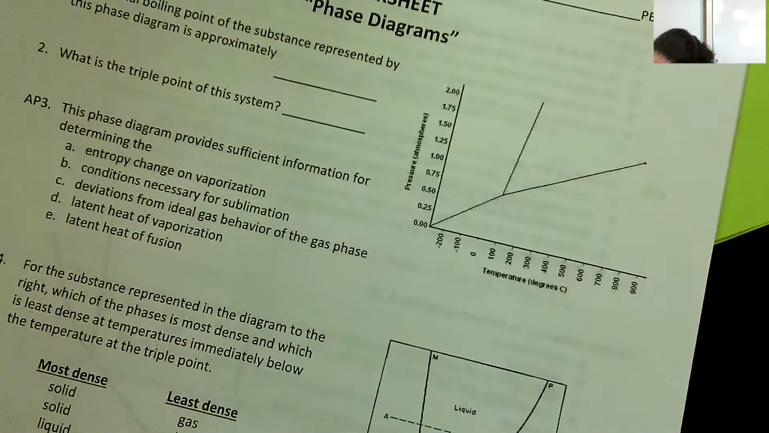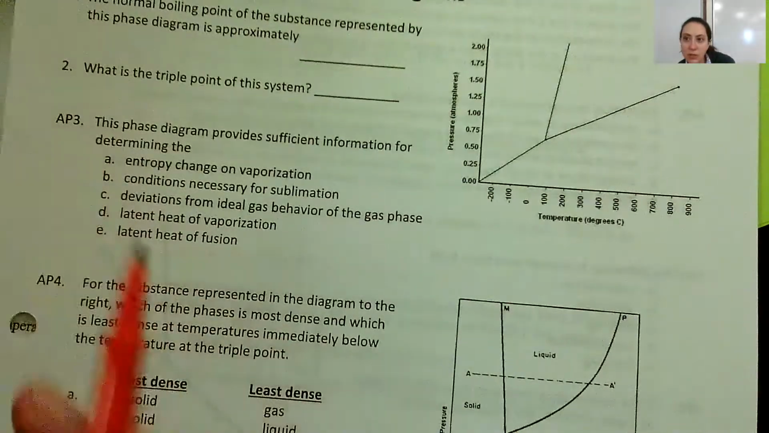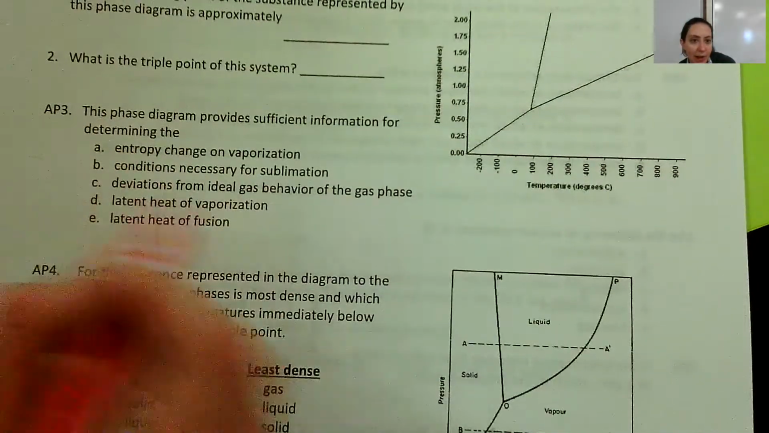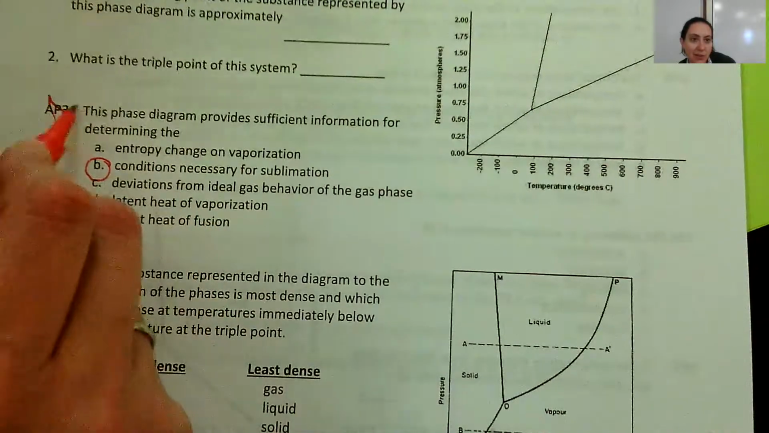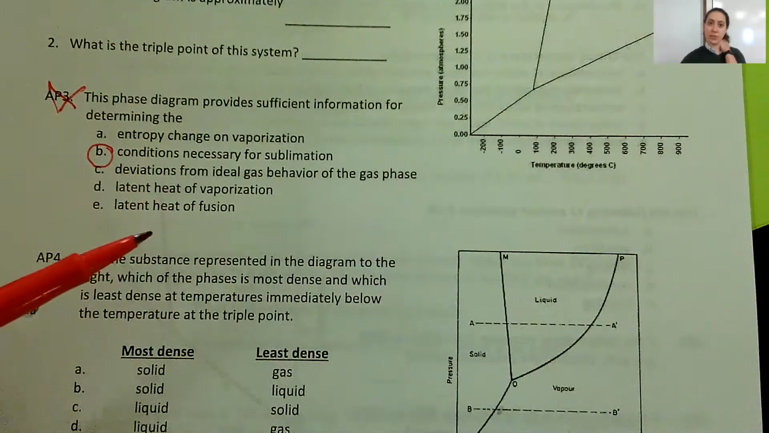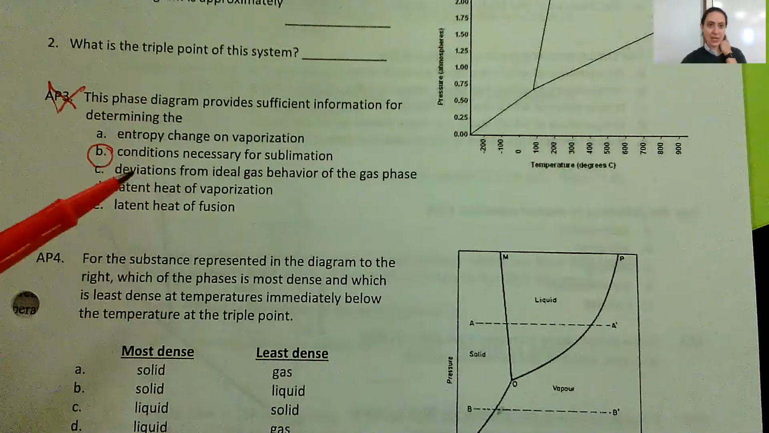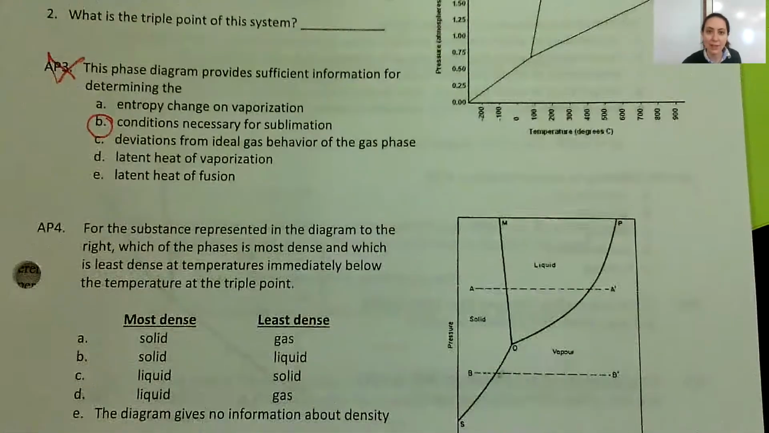Conditions necessary for sublimation. You can actually skip this one. These are AP questions, so some of these might be a little tricky. You don't actually know what half these things mean. The actual answer here is conditions for sublimation, but you can just kind of skip this problem. It's a little hard. Latent heat of vaporization and fusion are something we'll cover. Entropy and deviations from the ideal gas law. We're going to learn about the gas law next unit, and deviations from it is also an AP topic. So we'll come back to that later.